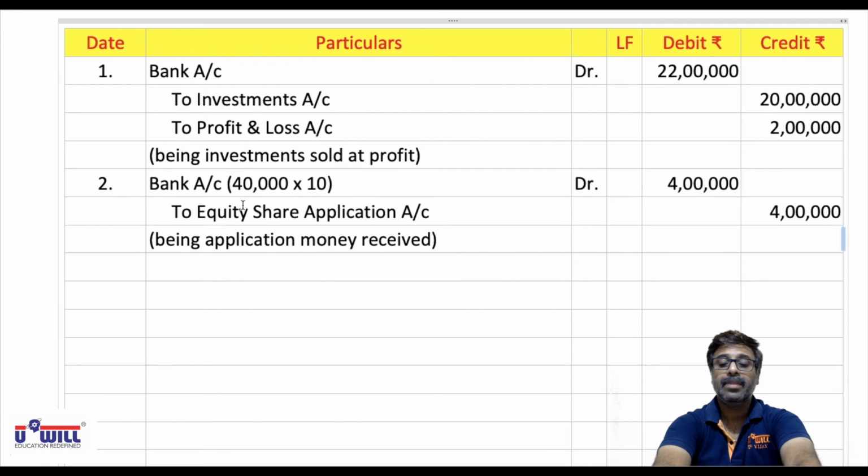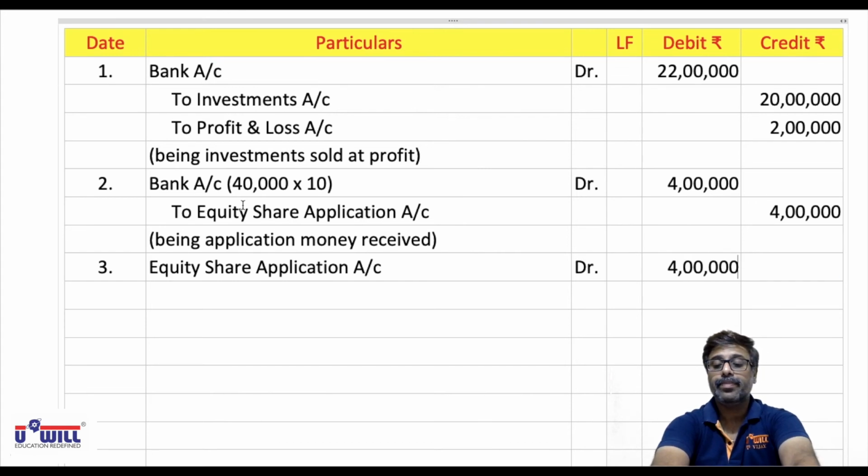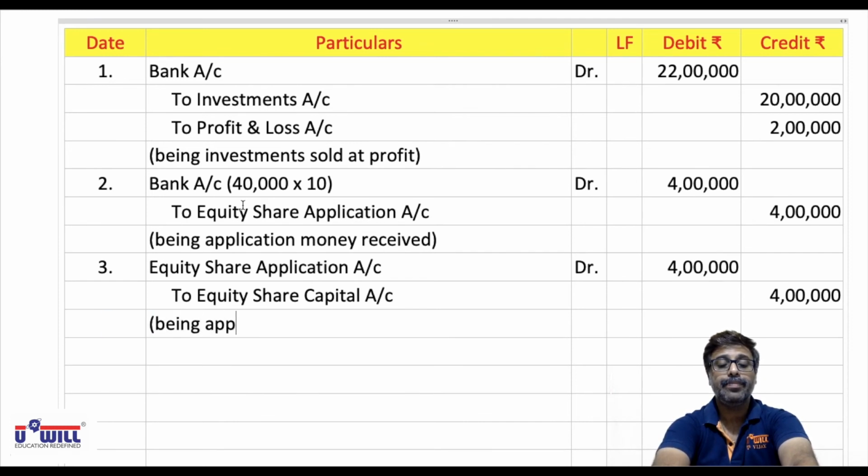Then third entry will be for transferring equity share application to equity share capital account. So equity share application account we will reverse and debit with 4 lakhs, and to equity share capital account 4 lakhs, being application money transferred to share capital.